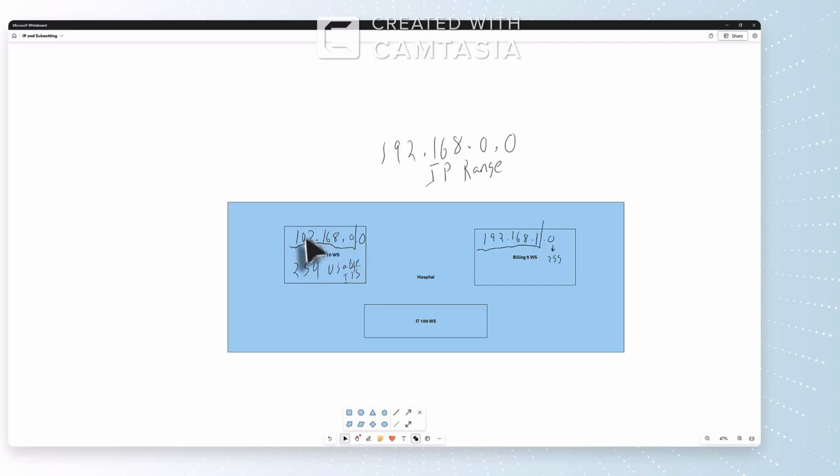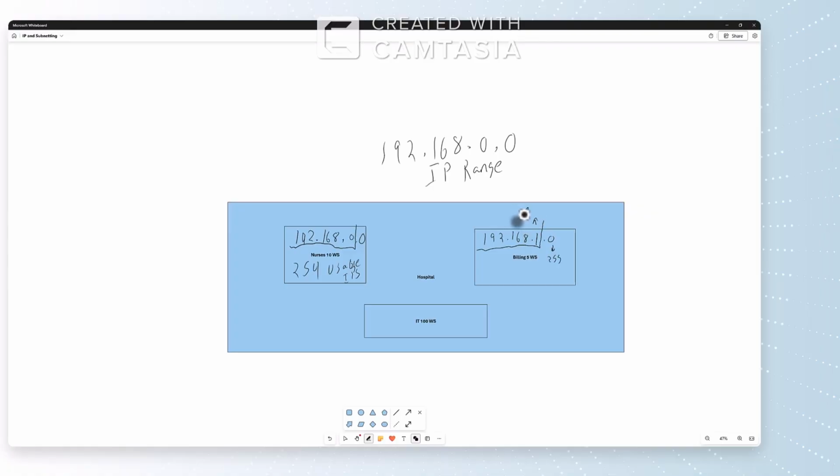Well, the network is like the street address. And the last octet, or the octet that you're using for your host, think of it as like the house number. So this part is saying, if you want to get to the right street, if you want to get to Nurses Street, go to 192.168.0. If you want to get to Billing Street, go to 192.168.1. These two cannot talk to each other. Why? Because we changed the number here.